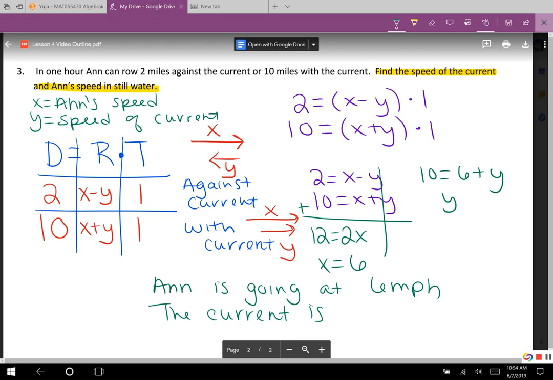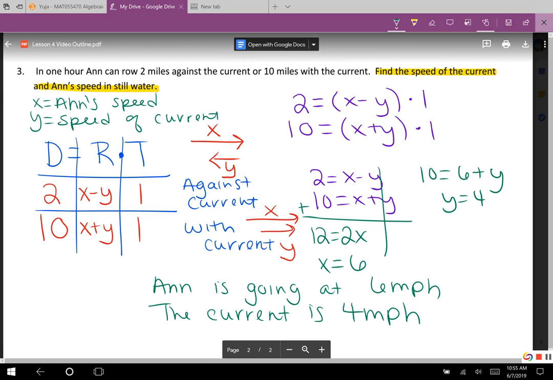You can look for other problems like this in the homework. This is kind of a common type of problem. It might involve airplanes going against or with the wind. It's the same kind of concept. I really think making the table helps me get organized with these problems.